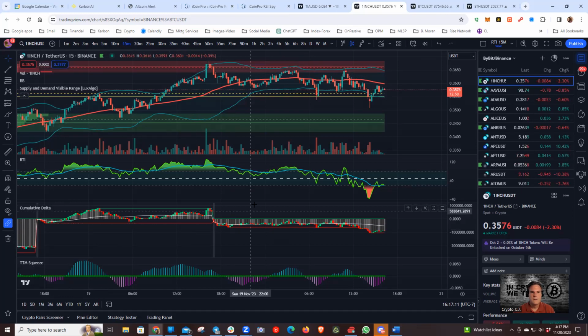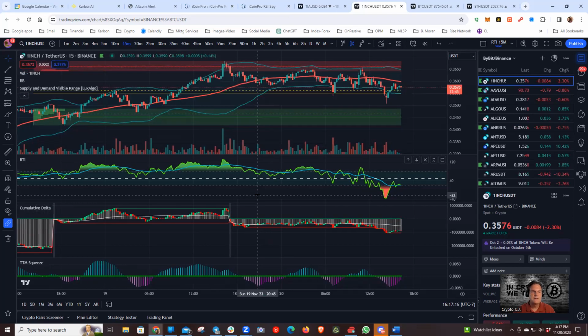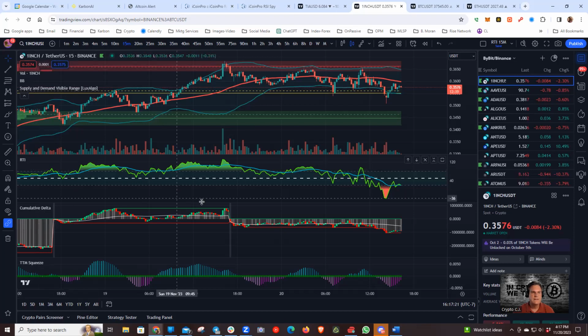And I've been using the RTI to set most of my alerts the last couple months. The RTI is a relative trend index. It's supposed to be a new and improved version of the RSI, the relative strength index. Then I use this cumulative delta as confirmation to show me what's happening on the candles. So there's a few ways to approach this. I'm going to look at this from a trend approach and from a dip and retrace approach.